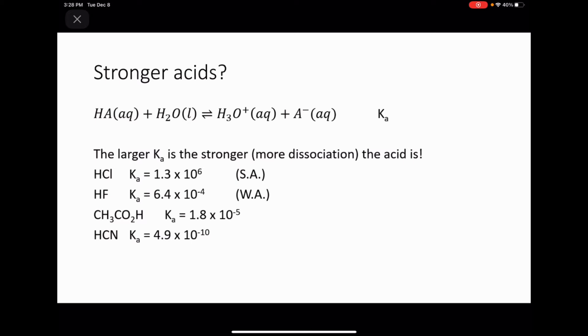So HF, all right, so same row, it's a halogen. The Ka was 6.4 times 10 to the minus 4. We did a weak acid calculation in the last video using HF. And then acetic acid, CH3CO2H, the Ka is 1.8 times 10 to the minus 5. It's getting smaller, so the acid is weaker. HCN is 10 to the minus 10, so it's even weaker. So if we want to know what's the stronger acid, we can just mathematically look up the K, and that tells us exactly. So here we're going to weaker.